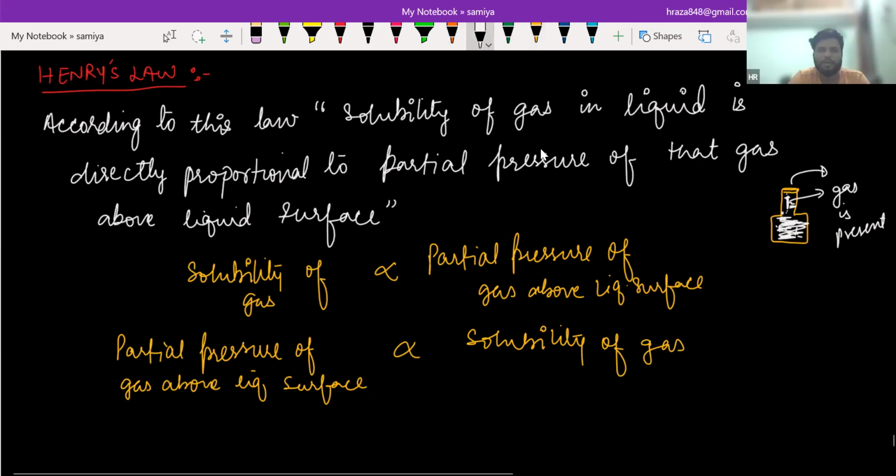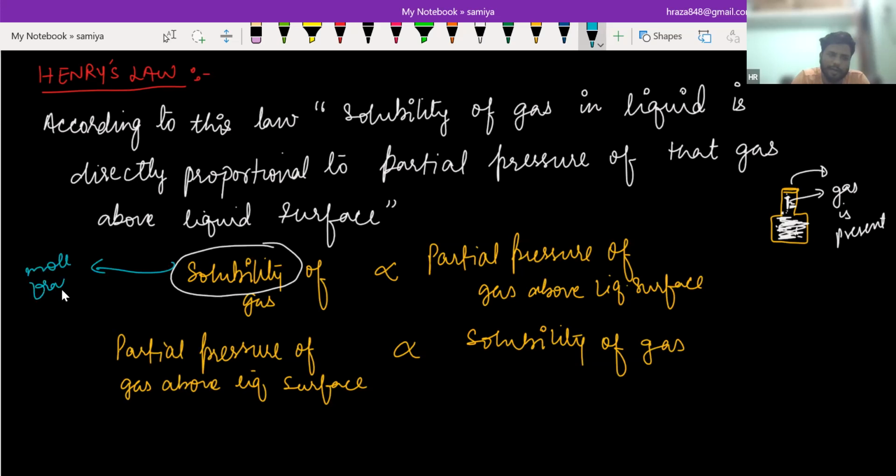Now see, I told you that solubility was defined by Henry in terms of mole fraction. So I am going to take it as zeta or x. It is represented by the partial pressure of the gas. This gas that is exerting pressure on the cold drink, its partial pressure is directly proportional to the mole fraction of that gas. We are not talking about the mole fraction of the liquid. There are two components, one is liquid and another is gas, and we are talking about only the gas. Partial pressure of gas is directly proportional to the mole fraction of gas.